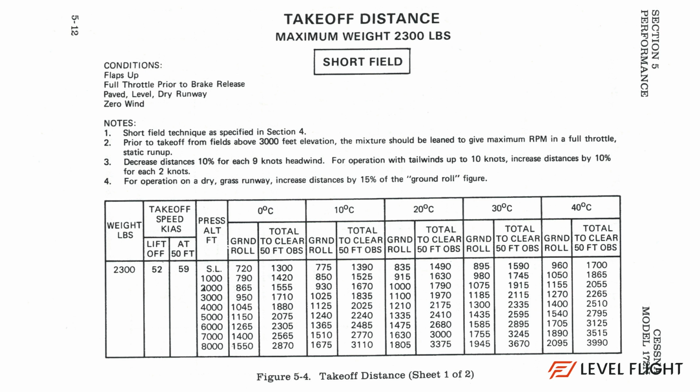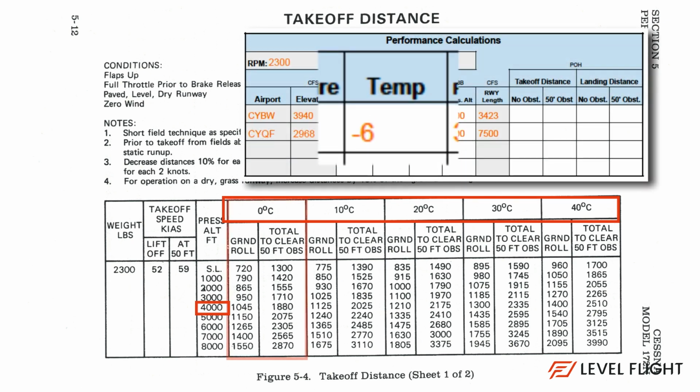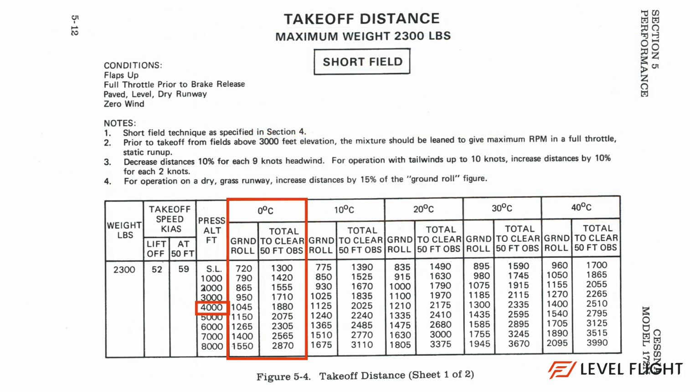The pressure altitude we previously determined was 3,900 feet. This corresponds closest to 4,000, so we will use this line. The temperatures in this chart are only in the positive range. This means that because we have an outside air temperature of -6, we can use the 0-degree section. At 4,000 feet, we see our ground roll is 1,045 feet, and our total to clear the 50-foot obstacle is 1,880 feet. Now let's refer back to the notes to make adjustments.